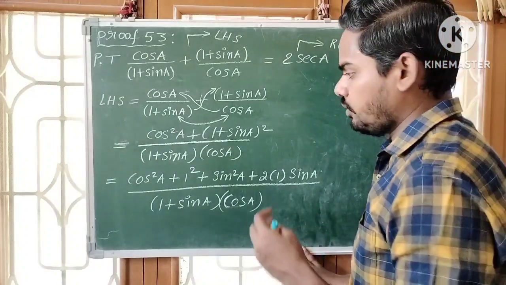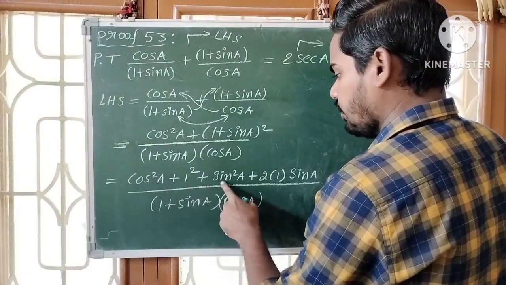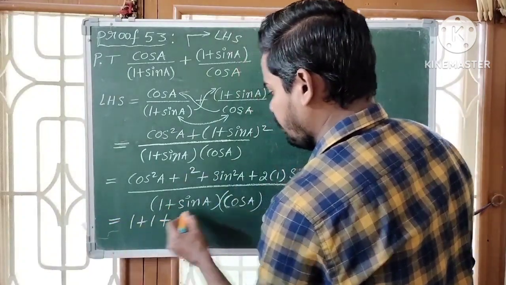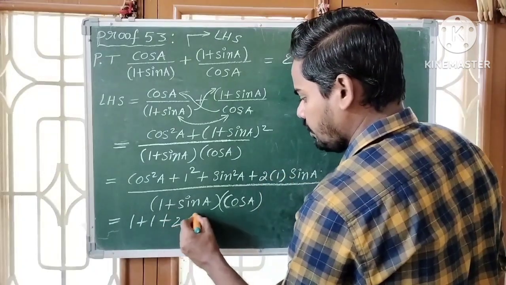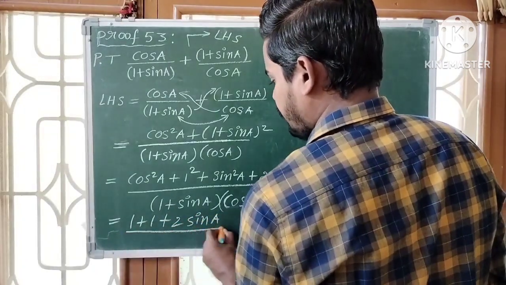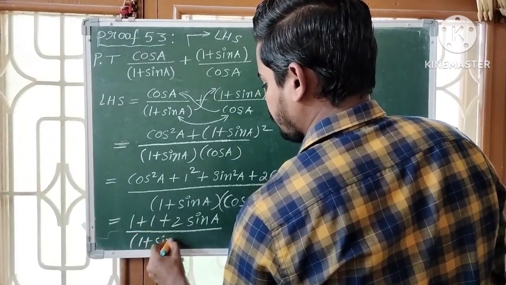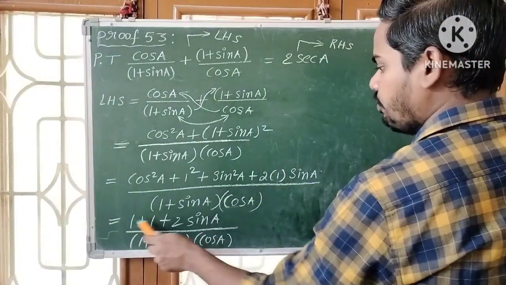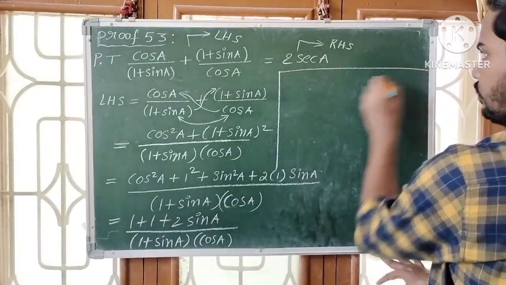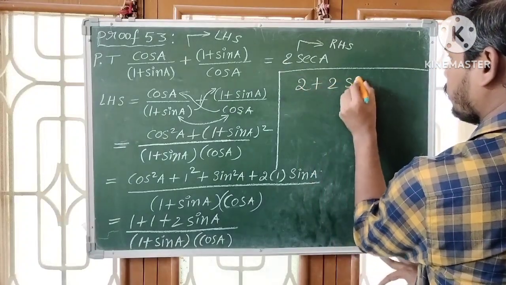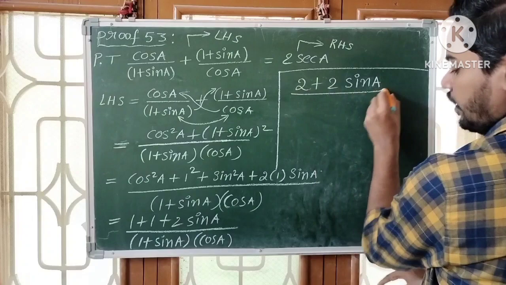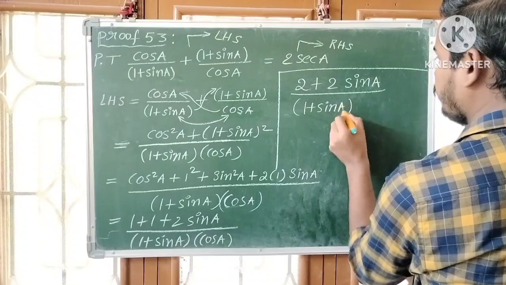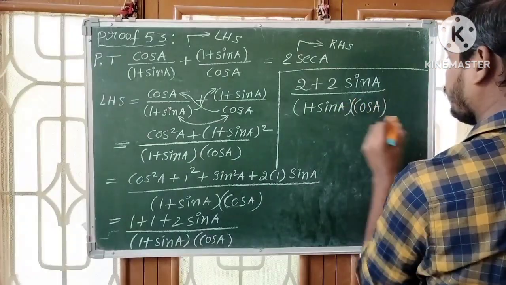In trigonometry, we have some trigonometric identities: cos square A plus sin square A is equal to 1. So 1 plus 1 is 2, plus 2 sin A, by 1 plus sin A into cos A. Let us simplify further. 1 plus 1 is 2, so we get 2 plus 2 sin A by 1 plus sin A into cos A.